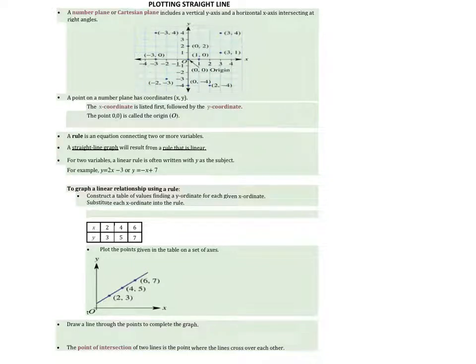Before we start sketching straight lines or linear graphs, we need to be able to plot points on an axis. Now, the points that we plot are called coordinates. Take a look at the axis in front of you.